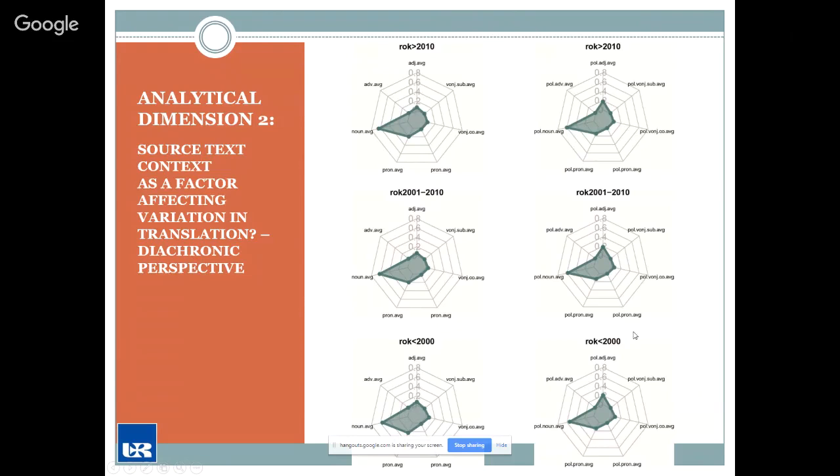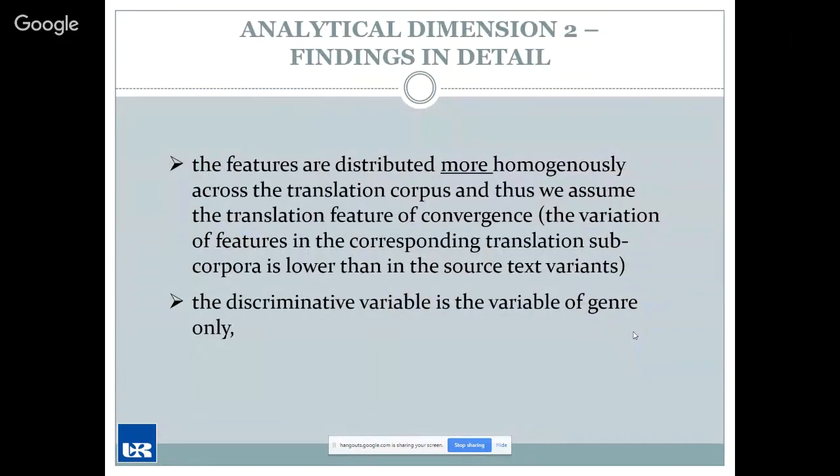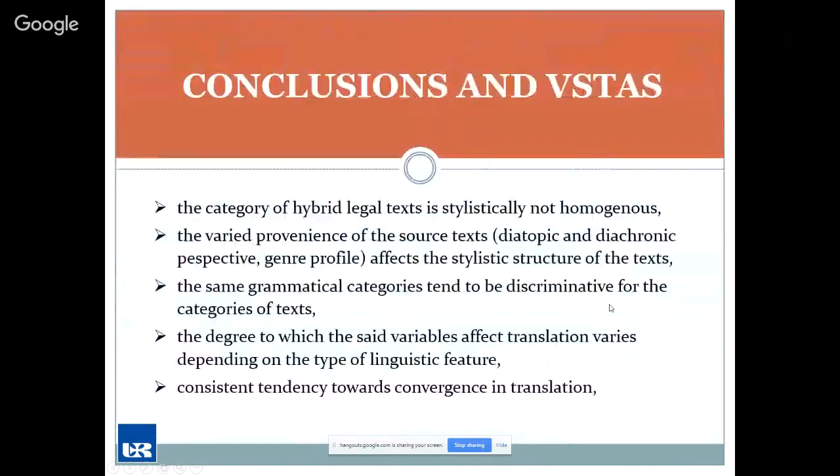Well, it shows conclusions. The features are distributed more homogeneously, the same, across the translation corpus, and thus we assume the translation feature of convergence, the variation of features in the corresponding translation subcorpora, is lower than the source text variance. The discriminative variable is a variable of genre only. Well, convergence was the key issue in the second point.